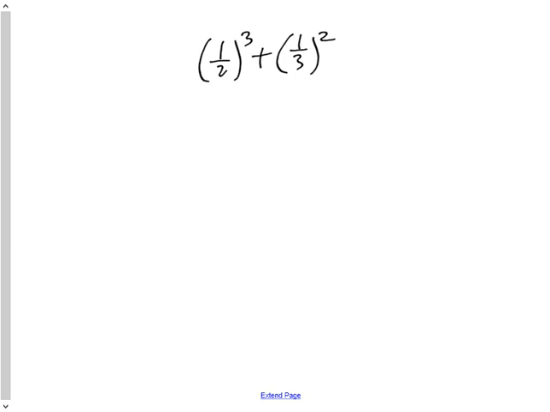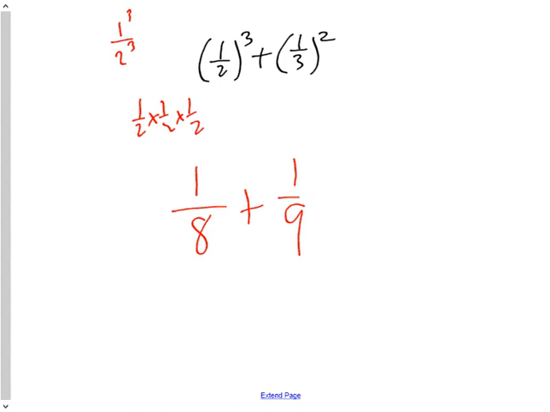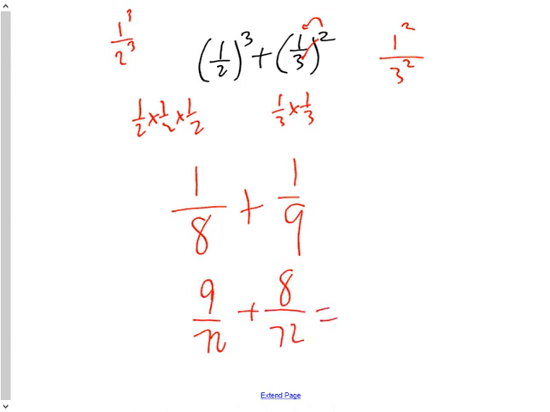Question 3 is your fraction question. 1/2 cubed means 1/2 times 1/2 times 1/2. Or you can attach the exponent of 3 to both the numerator and denominator, which will give you 1 times 1 times 1 is 1. 2 cubed, or 2 times 2 times 2, is 8. And this will be 1/9, because 1/3 times 1/3, or you can apply the 2 to both parts, which is 1/9. Your common denominator will be 72. 9/72 plus 8/72 is 17/72, which is your answer.